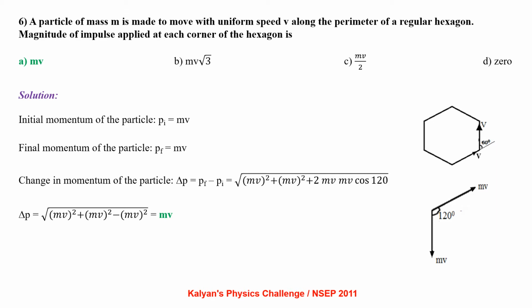(mv)² plus (mv)² plus 2 times mv into mv into cos 120, because as the particle moves from one side to another side of the hexagon, the change in angle is 120 degrees. So the expression simplifies to mv.